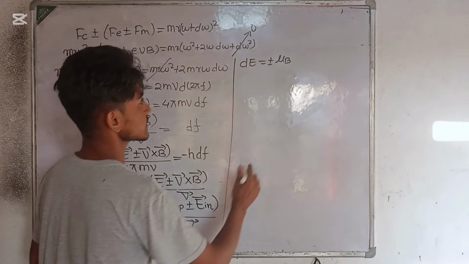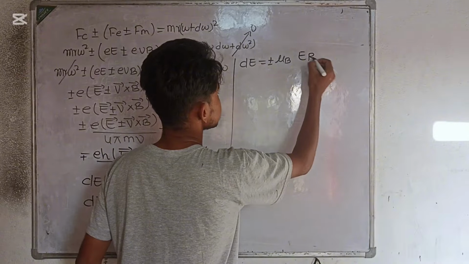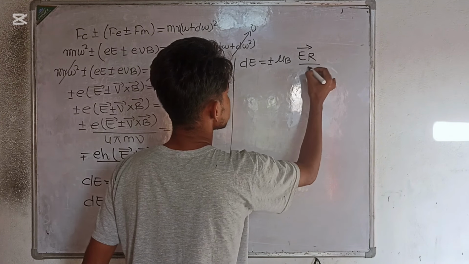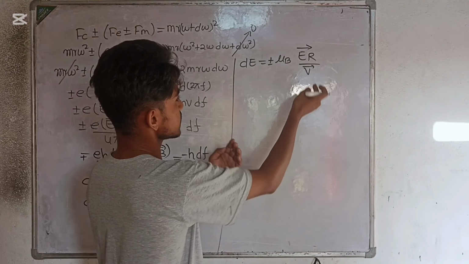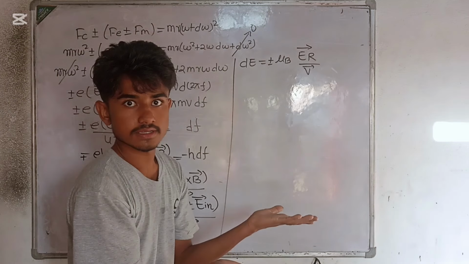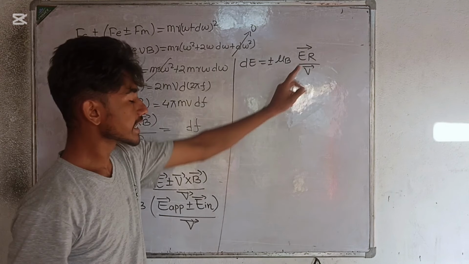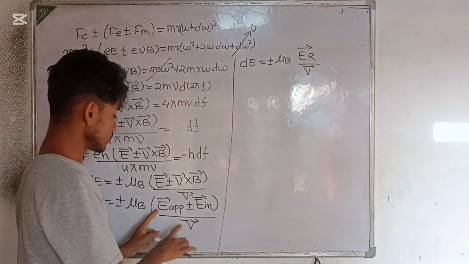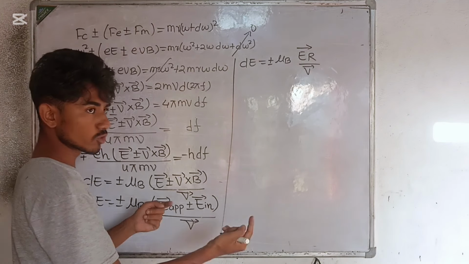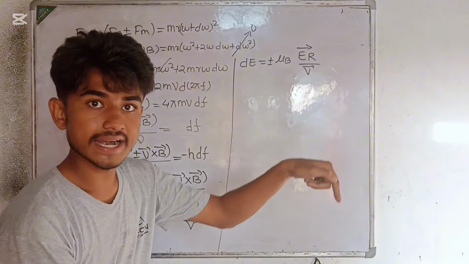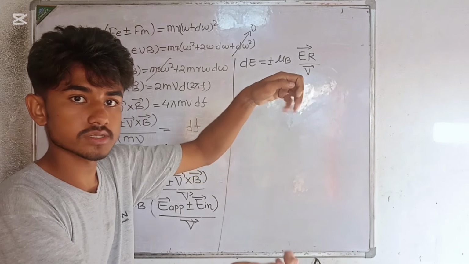So I can write it as E resultant vector by V vector. So these both are vectors and they will cancel out each other's. Right? So are you getting my point? Why am I using a resultant? Because the induced field could be in the direction of the applied external electric field or could oppose the external electric field.